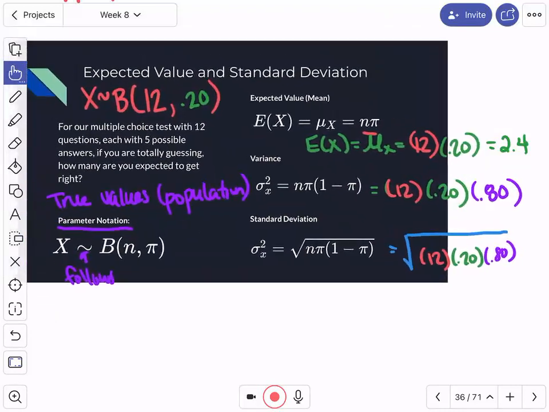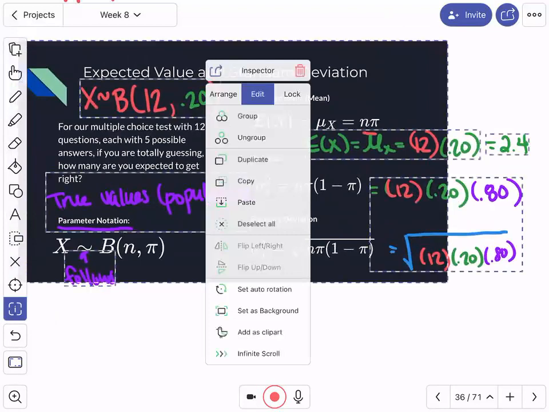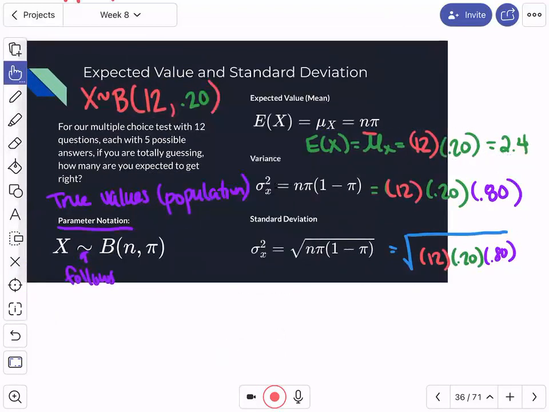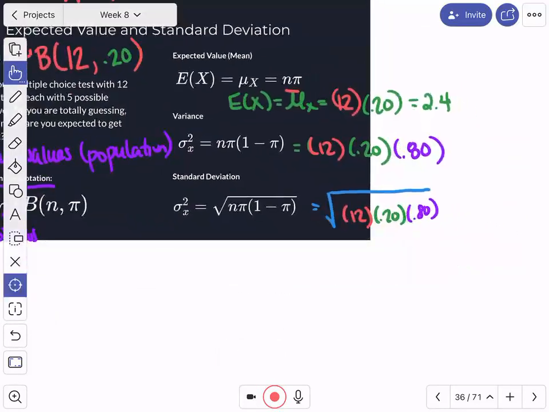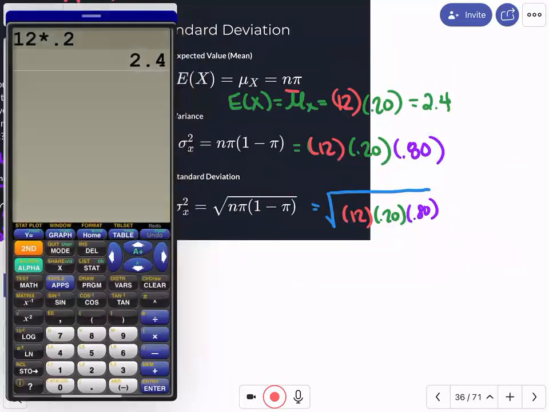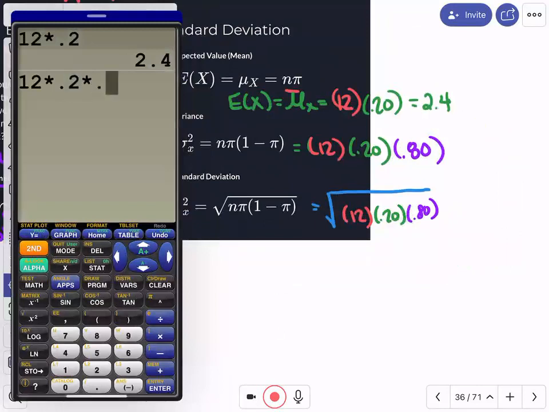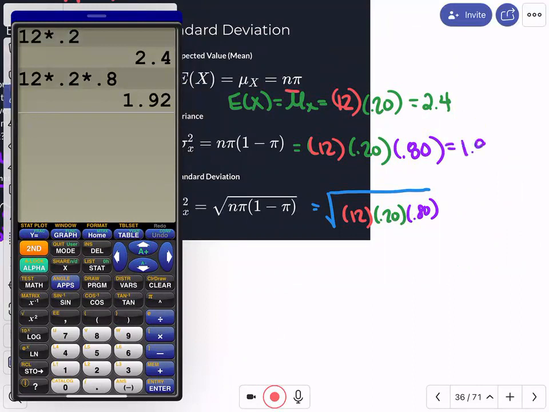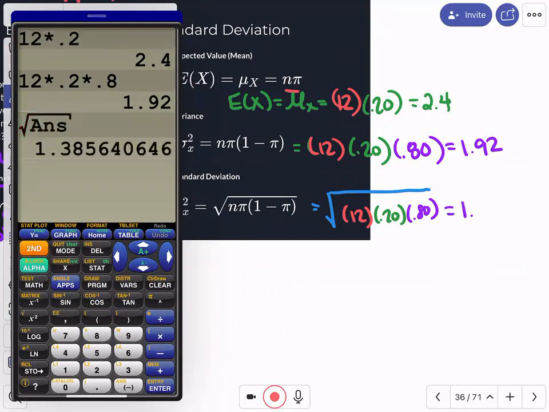Do we square the variance? No. Good question, but no, don't square it. That square just tells you that you're looking at the variance. This is just the formula right here. So 12 times 0.2 times 0.8 is equal to 1.92. Take the square root of that: 1.386.